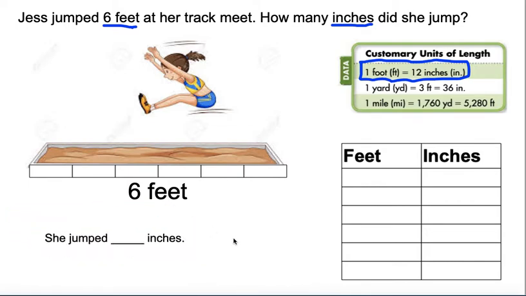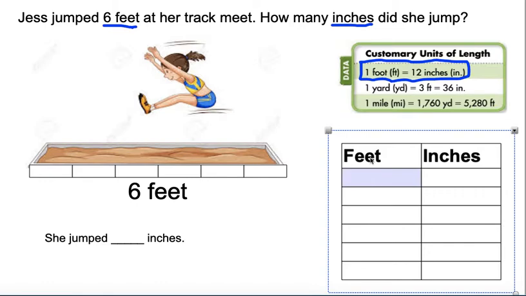All right. So we have this little diagram or a picture here that shows what's going on too. It says Jess jumped 6 feet. Okay, so that's from here to here. And we want to know how many inches she jumped. So I like to make a table to start, and I want to see if that's going to help me solve this problem. So let's start by filling it in, one side with feet, the other side with inches. And we're going to fill it out with the information that the problem already gives us.